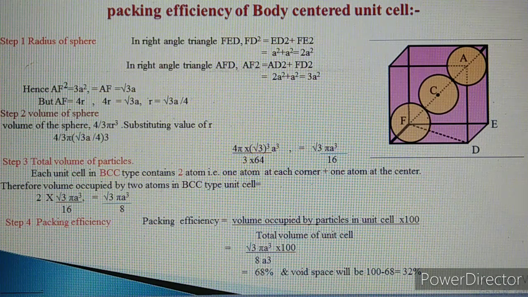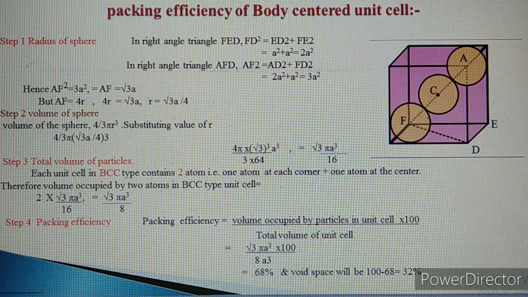Now we know that AF is nothing but 4r. So substituting this value of AF, 4r is equal to under root 3a. So what is the value of radius? r is equal to under root 3a upon 4. So from step 1, we have to find the radius of the sphere, and that radius of the sphere is coming as under root 3a upon 4.